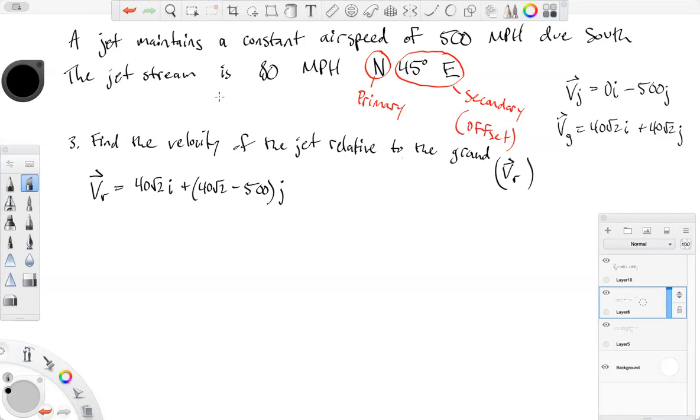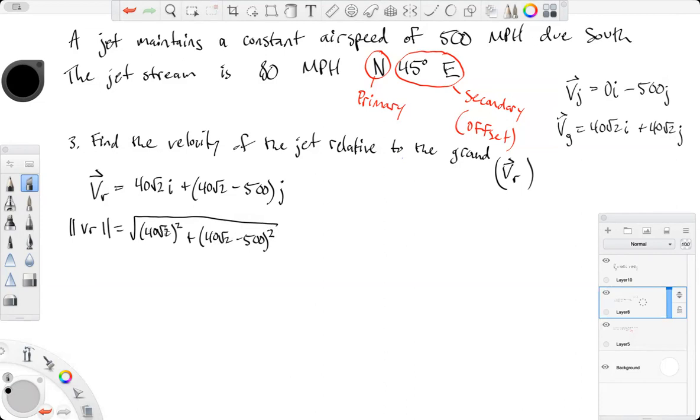Now what we're going to do is step 4 is going to ask us to find the magnitude of this vector and to find the direction of the vector. So we'll see a picture of this all together at the end of this. To dive in, let's start by finding the magnitude of this vector. So we can say that the magnitude is equal to the square root of the I component squared, so 40 root 2 squared, plus the J component squared, so 40 root 2 minus 500 squared. And now here you're going to need a calculator, and you want to be careful of your order of operations. What I would do is 40 root 2 minus 500, get an answer, square that.